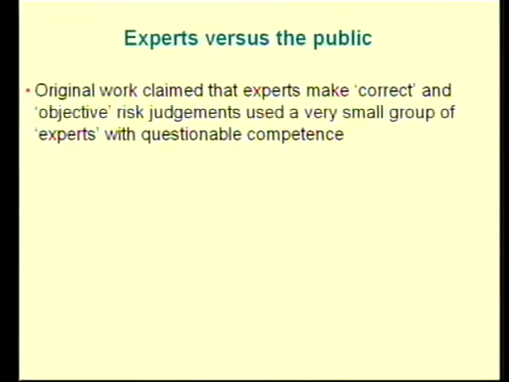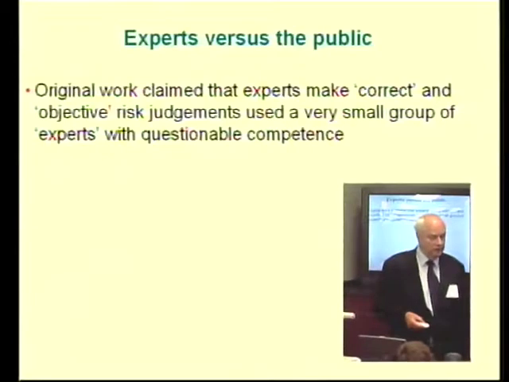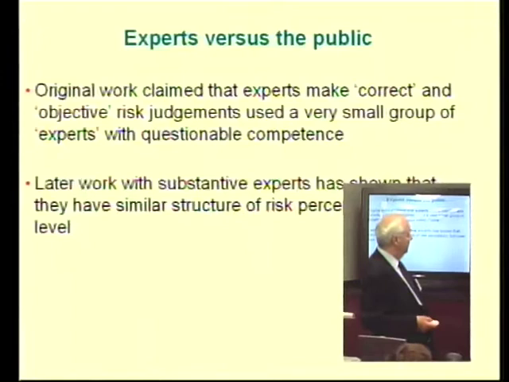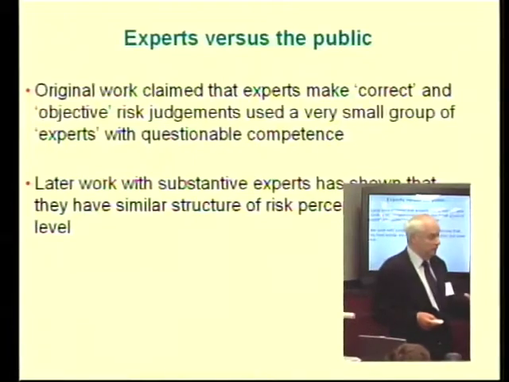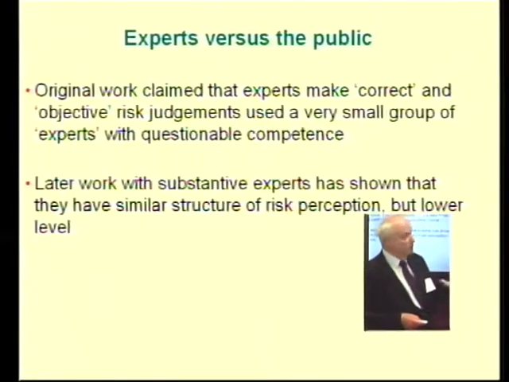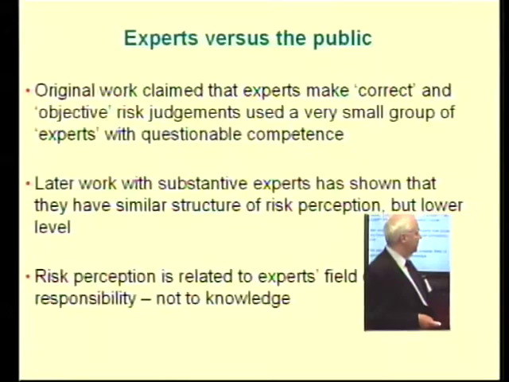Now, experts make quite different risk judgments than the public. The earliest work claimed that experts are objective and not at all affected by the same factors as seem to be important for the public. Later work has shown that the experts who were selected for their expertise in a specific field actually had a similar structure of risk perception, but a lower level. They saw smaller risk, but if you look at how these risks correlated with various causal factors, you find that the structure was similar.